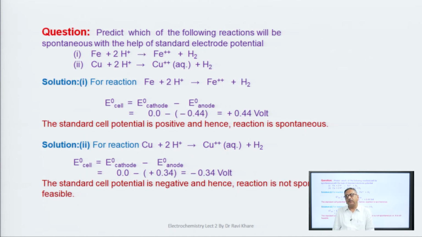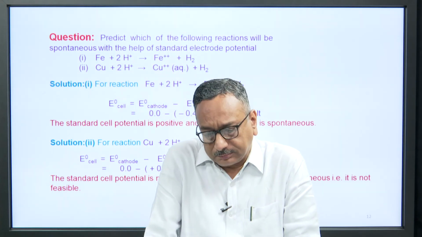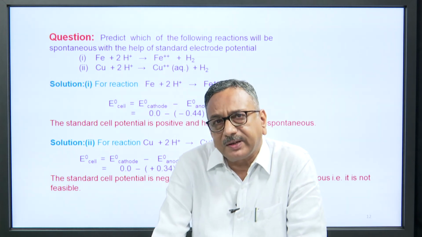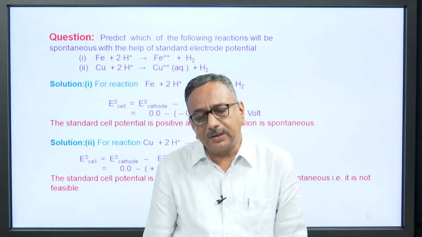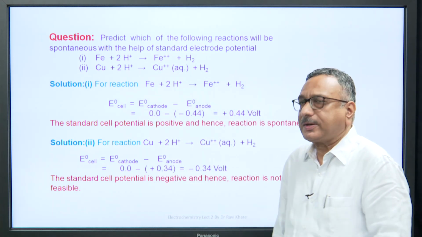Now, take one more question. Predict which of the following reactions will be spontaneous or not with the help of standard electrode potential. You are given 2 reactions: Fe plus 2 H+ gives Fe++ plus H2, and the second reaction is Cu plus 2 H+ gives Cu++ plus H2.